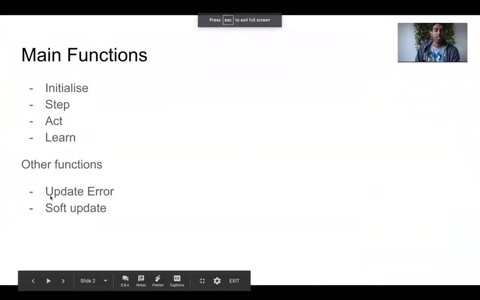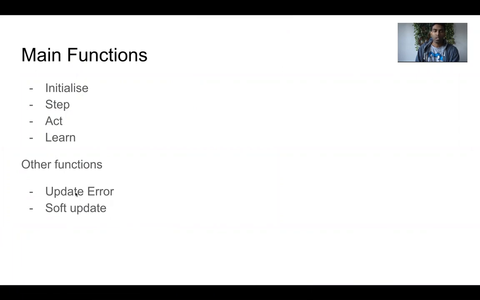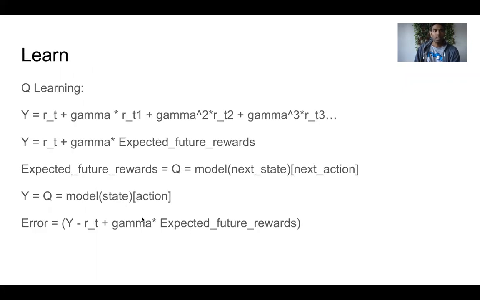Now there are two helper functions called update error and soft update, which I will get back to. Just quickly, update error updates the error as we train, so that we can use prioritized replay. Okay, so the learning. Just a quick recap of the Q learning algorithm.